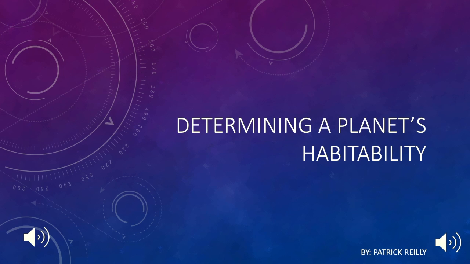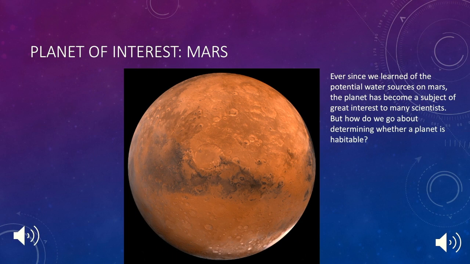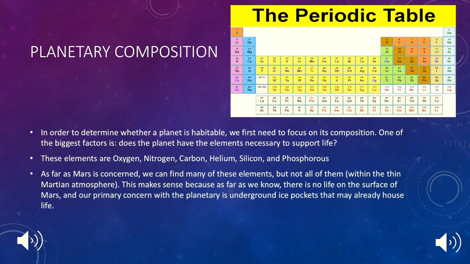The topic of this video is determining a planet's habitability. The planet of interest is Mars. Ever since we learned about potential water sources on this planet, it's become a subject of great interest to many scientists. But how do we go about determining whether this planet is habitable? The answer will follow in the next slide.